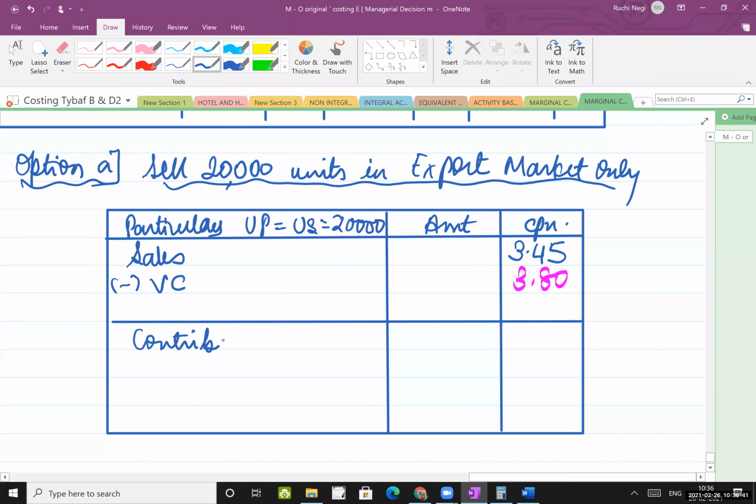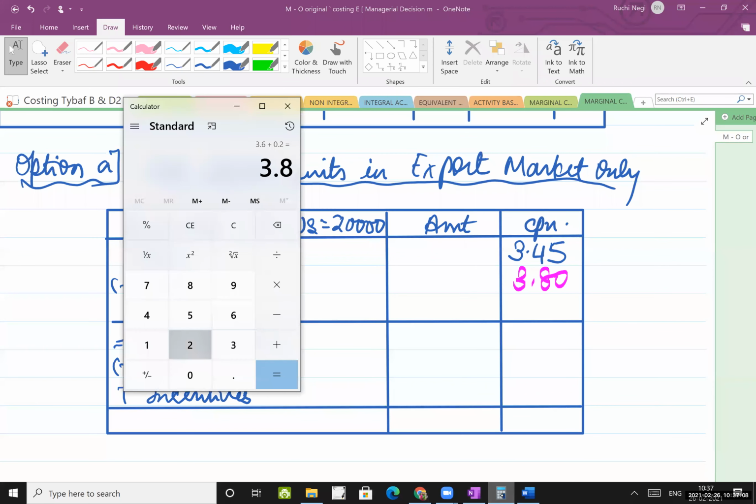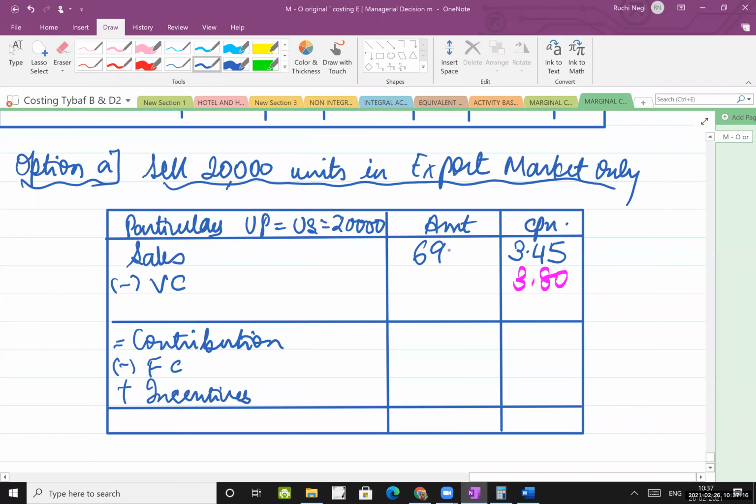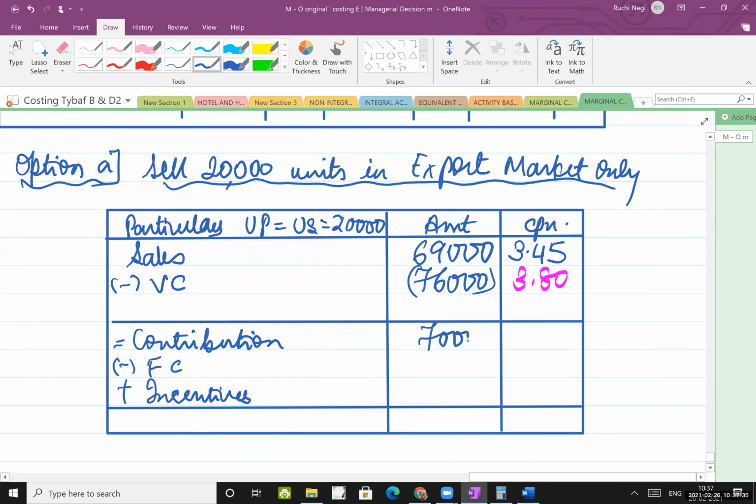Contribution. Less fixed cost. And add those incentives. Into 3.45, 69,000 right here. Next, 20,000 into 3.8, 76,000. Minus 7,000.